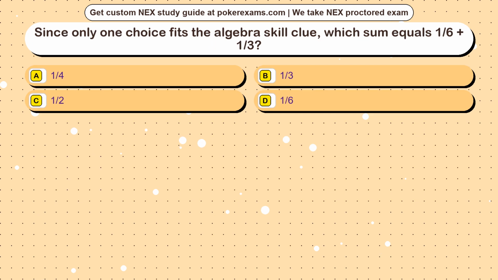Question 21. Since only one choice fits the algebra skill clue, which sum equals 1/6 plus 1/3? Option A, 1/4. Option B, 1/3. Option C, 1/2. Option D, 1/6.